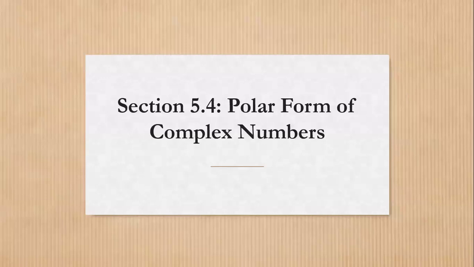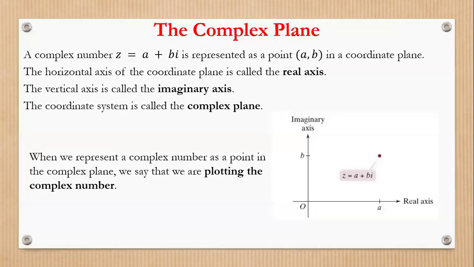In this section, we want to talk about the polar form of complex numbers. In the previous section, we talked about complex numbers, and we said that we show complex numbers in terms of i, and any complex number can be written as a plus bi, where a is the real part and b is the imaginary part of the complex number. So every complex number has two parts, real and imaginary.